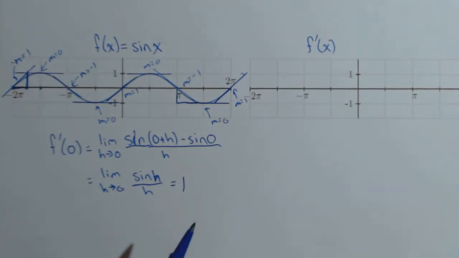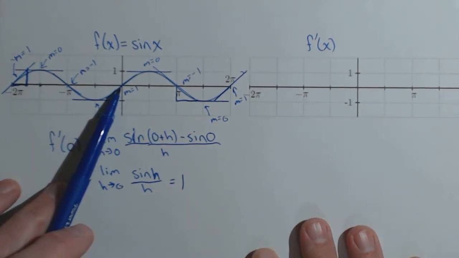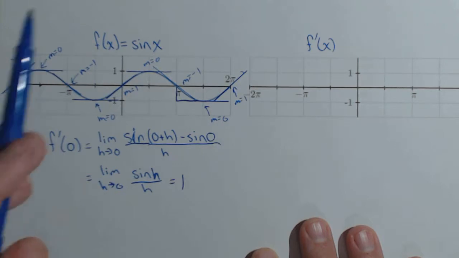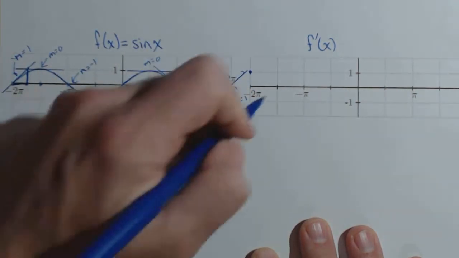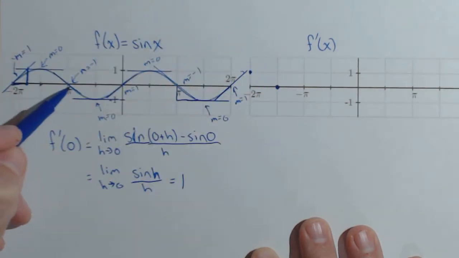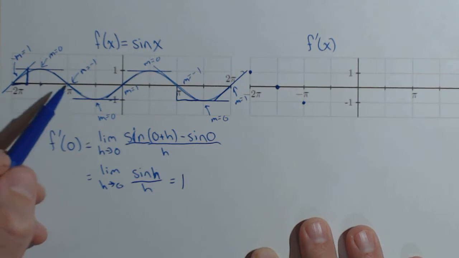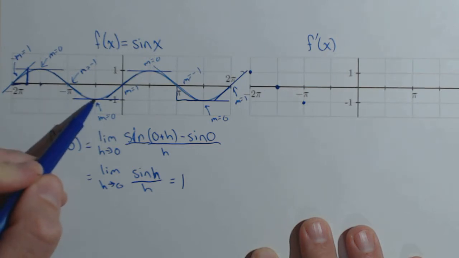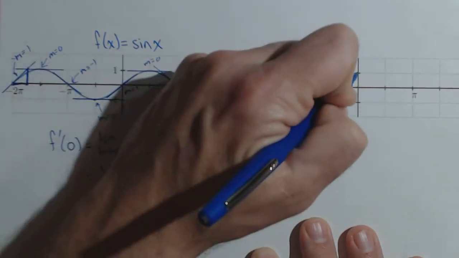So let's see if we can get a graph going based on our slopes. So at negative 2 pi, we had a slope of 1. At negative 3 pi over 2, we had a slope of 0. At negative pi, we had a slope of negative 1. At negative pi over 2, we have a slope of 0. And at 0, we have a slope of 1.